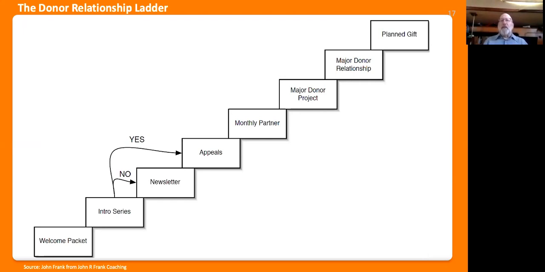So then from there, if they're responding to appeals, you look at what's called frequency. Maybe they give 2.5 gifts a year. Or, I'll back up, maybe they give 6, 7, 8 gifts a year. There are people that do that. They give every time they get a letter, and then they get the receipt, and they send in another gift with the response device, or the receipt, I should say.